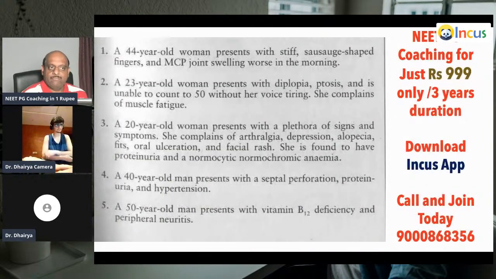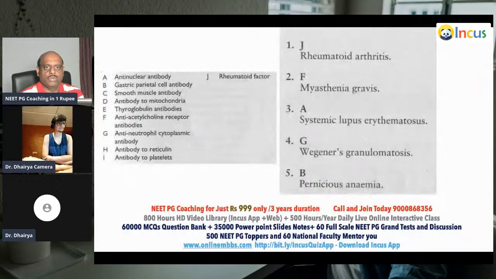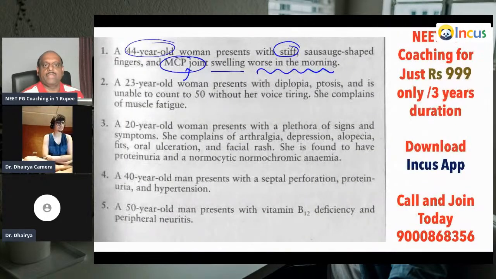Now, doctor, a 44-year-old woman presents with stiff, sausage-shaped fingers. Metacarpophalangeal joint swelling is there, and it is worse in the morning. So, what is your diagnosis? Metacarpophalangeal joint involvement, with, I assume, distal interphalangeal joint sparing: rheumatoid arthritis. Right. Typically, early morning stiffness is one of the important features to remember.